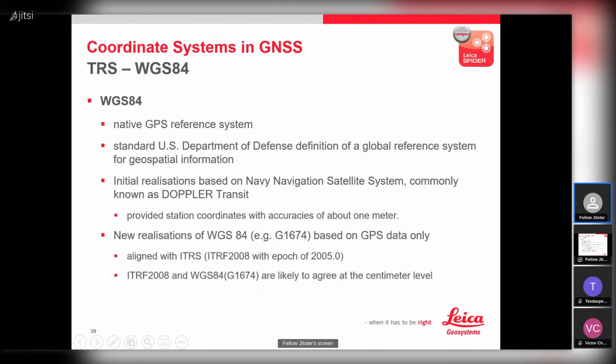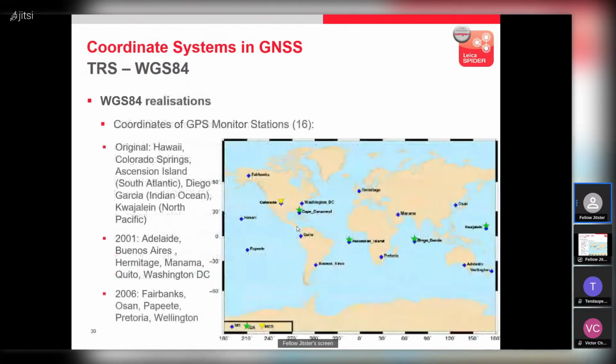WGS84 became a standard for any kind of GNSS positioning. So it was defined by the Department of Defense. And the thing is that it only provides coordinates of points or stations. Nowadays, it is very close. So it has several realizations that try to basically estimate this theoretical definition by the monitoring stations of the GPS system.